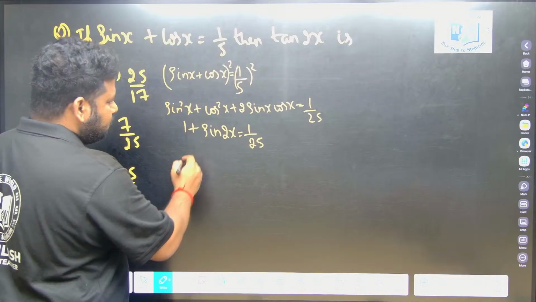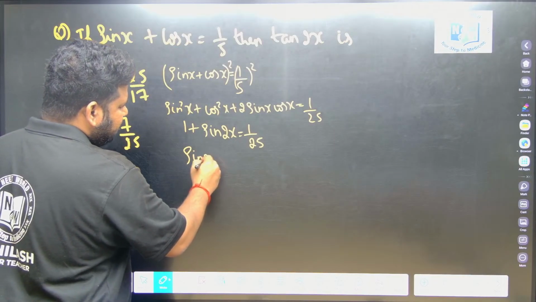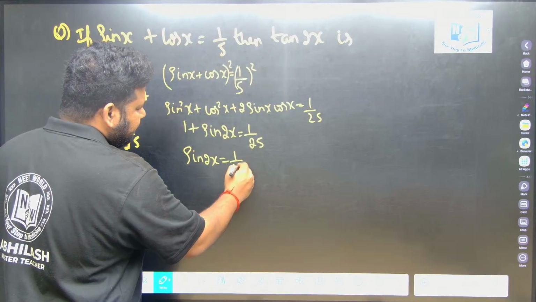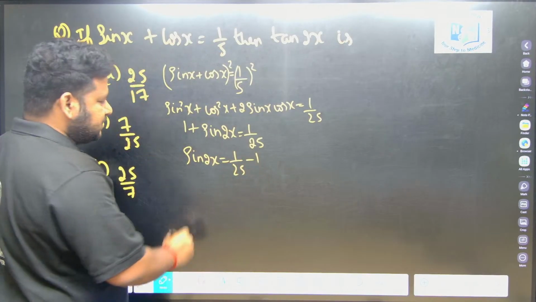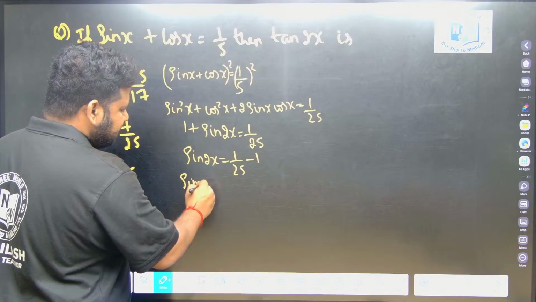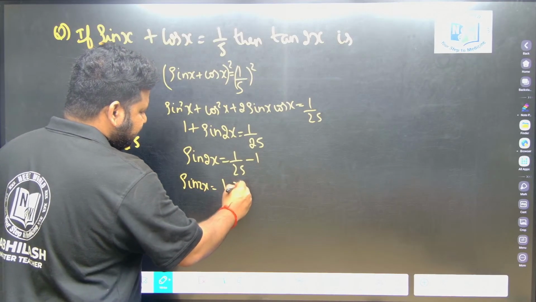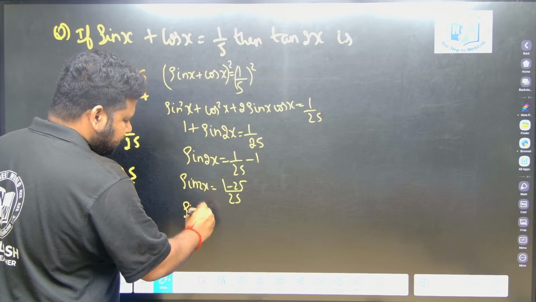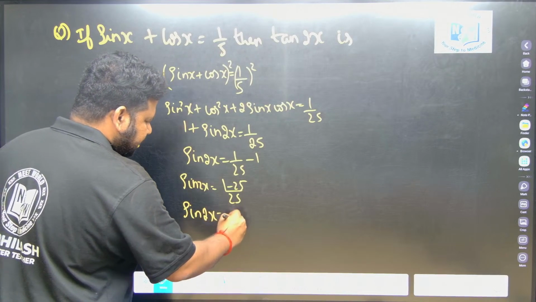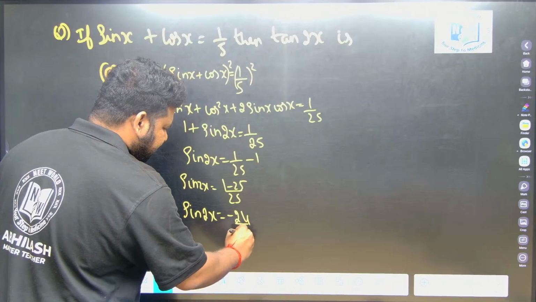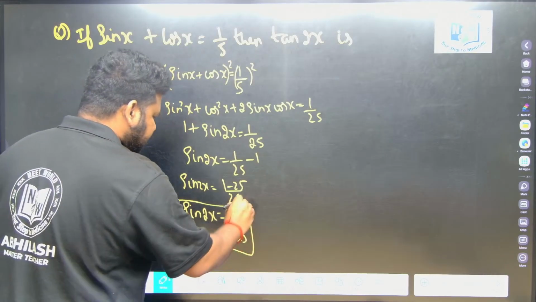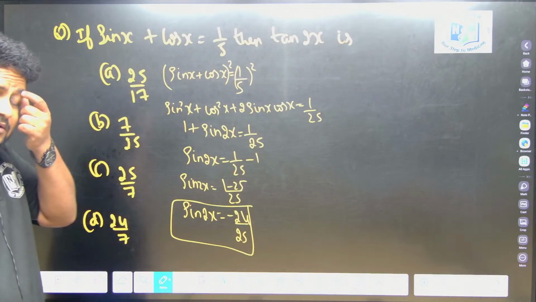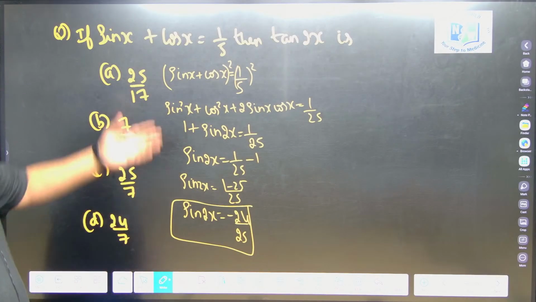So what I can do is, sin 2x will become 1 by 25 minus 1. Taking LCM, 25 will be the LCM. This will give us 1 minus 25 by 25. So sin 2x will be equal to minus 24 by 25. Sin 2x I got the value as minus 24 by 25. So they are asking tan 2x.